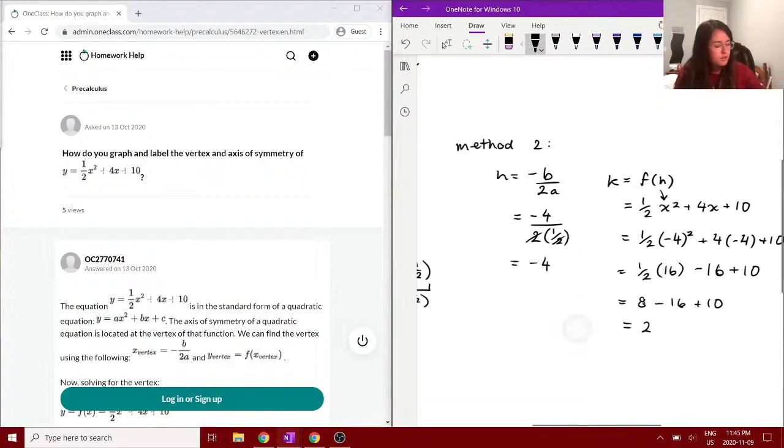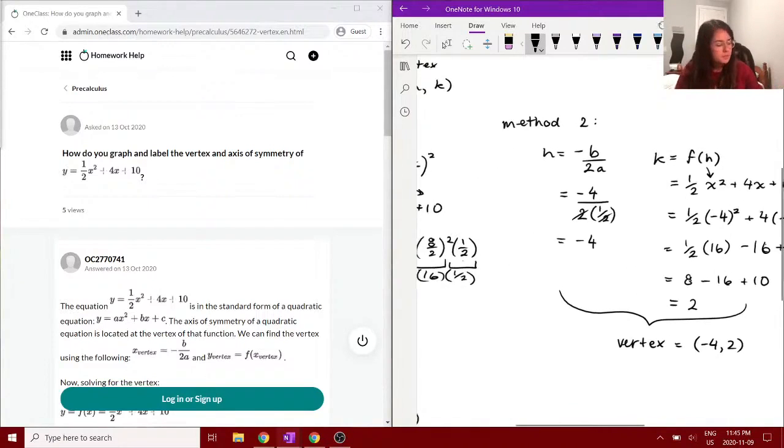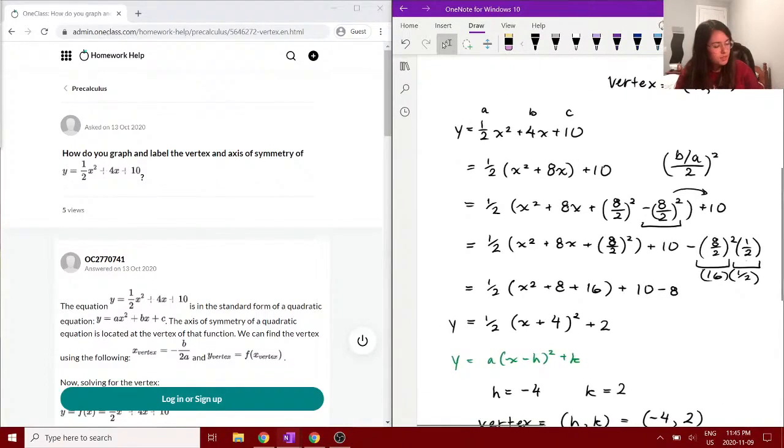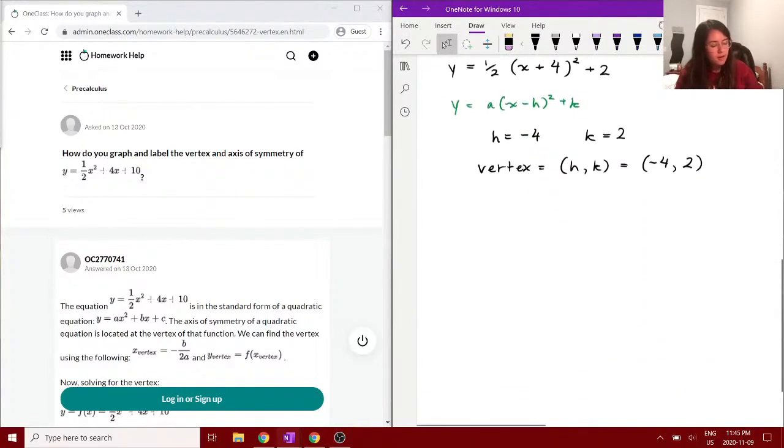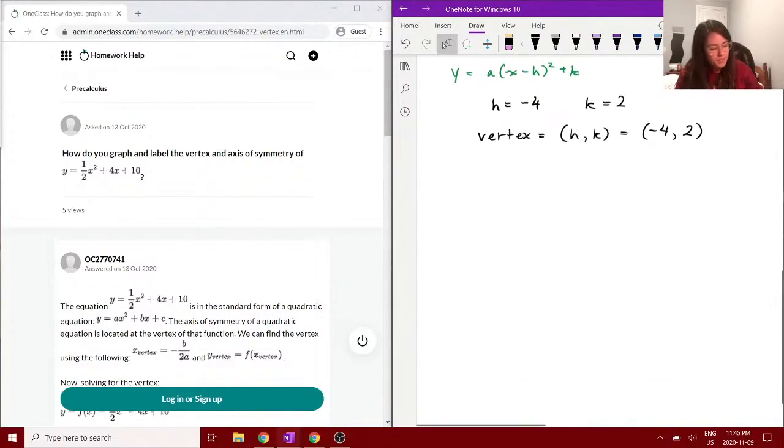So, all in all, using the second method, we also get that the vertex has the points minus 4, 2. So I just wanted to show you those two different methods so that it's clear. You can use either one. And so now we have our vertex.